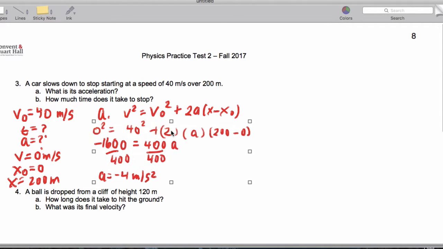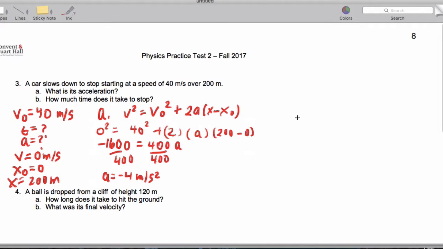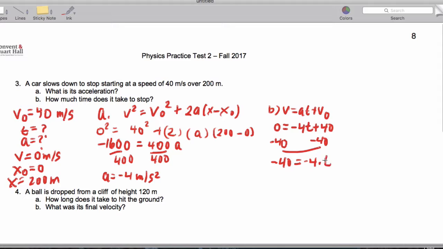Now let's get the time to stop, and for that, part B, I'll move this over a little bit. For part B, we'll do v is at plus v naught. 0 is negative 4 times t plus 40. We subtract 40 from both sides. We're going to get negative 40 is negative 4 times t. We'll divide by negative 4. And then we're going to end up getting 10 seconds is the time.